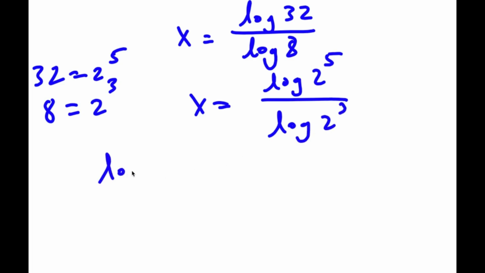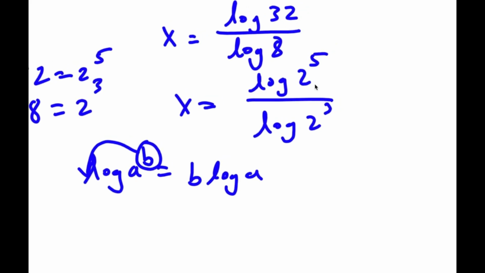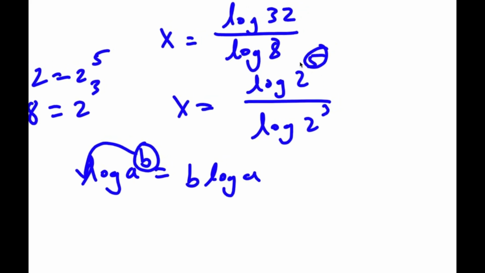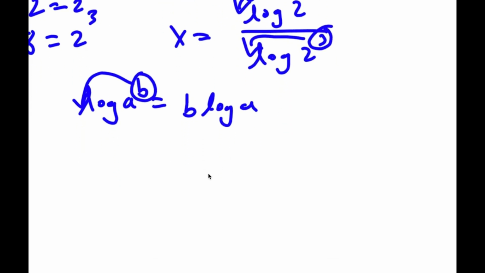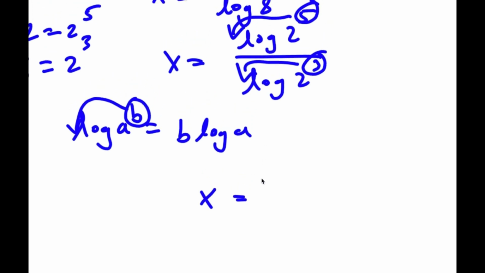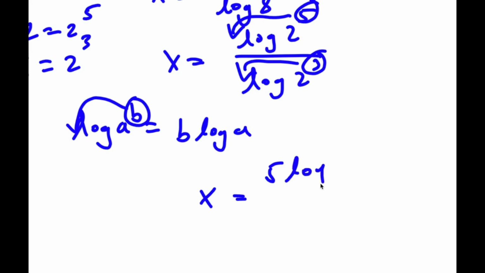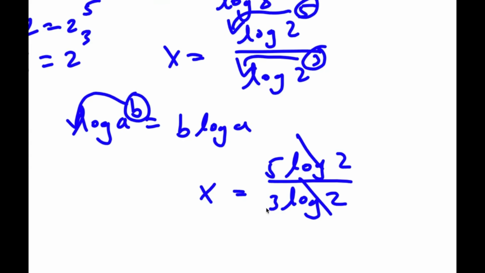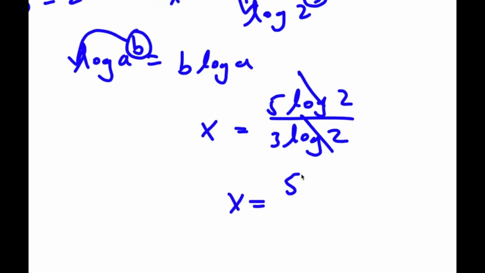Now remember, log a to the power of b, I can move this exponent b to the front, so I have b times log a. So I'm going to do that for both of these. For log 2 to the power of 5, I'll move 5 to the front. For log 2 to the power of 3, I'll move 3 to the front. So now I have x is equal to 5 times log 2 over 3 times log 2. Now these log 2's can simply cancel out. So I'll be left with x is equal to 5 over 3.